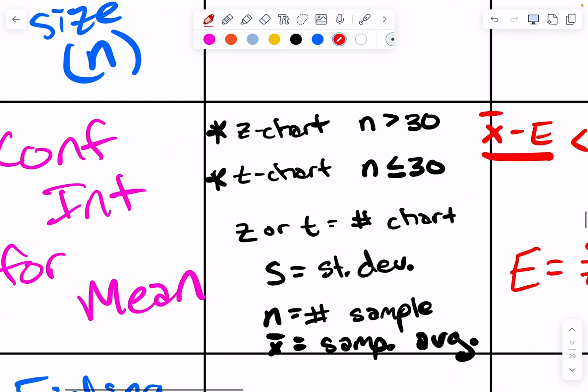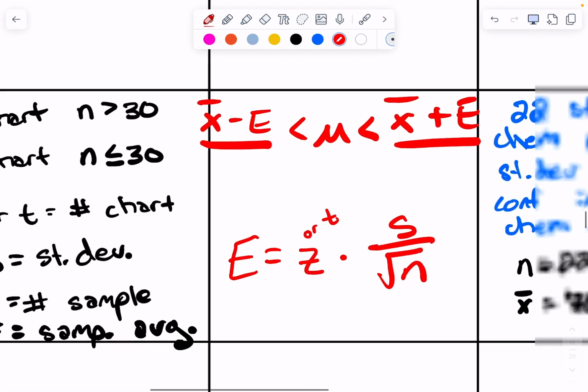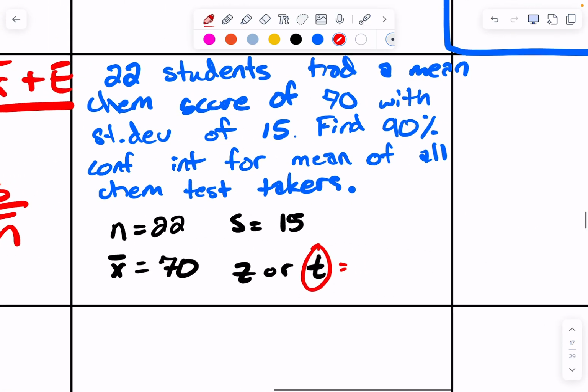Which one? No, T, if it's less than 30. Yeah, so we're using T because n is less than or equal to 30. It is 22, so we go to 20.